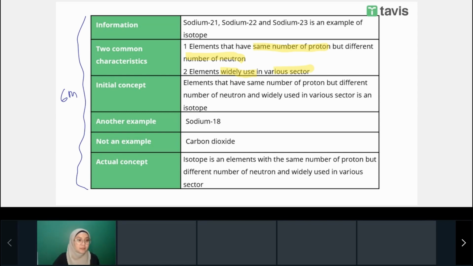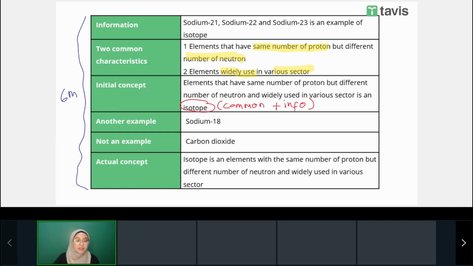Then you make your initial concept. How to make your initial concept? You take the 2 common characteristics and combine them with the information. The common characteristics: an element that has the same number of protons but a different number of neutrons, widely used in various sectors, is an isotope. Isotope is your information.